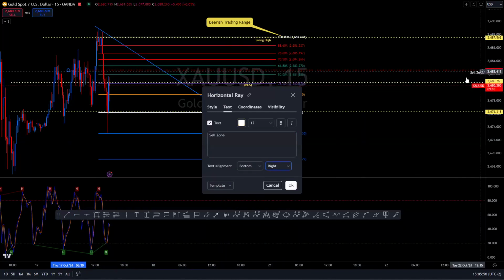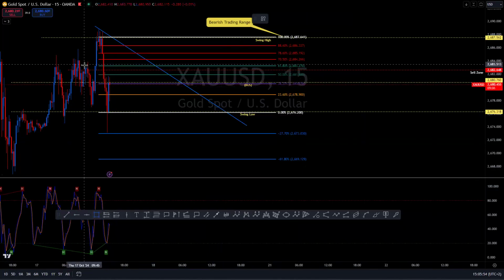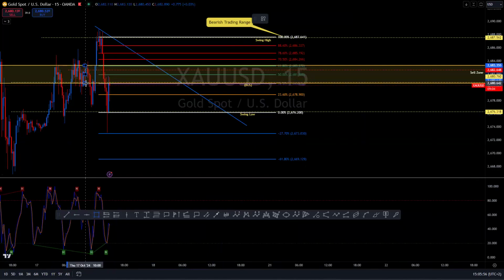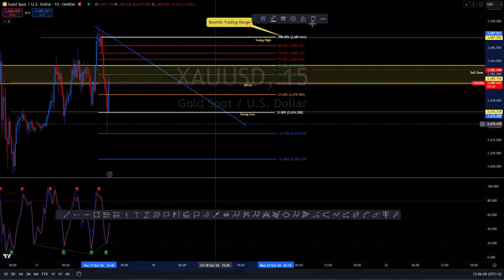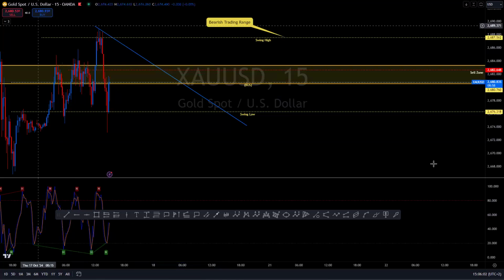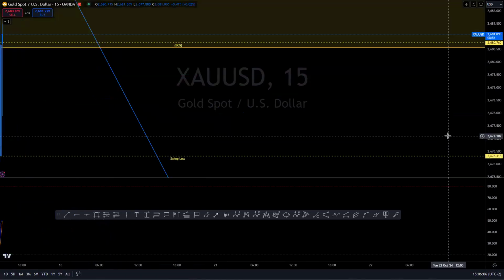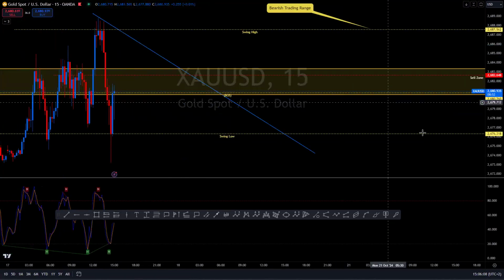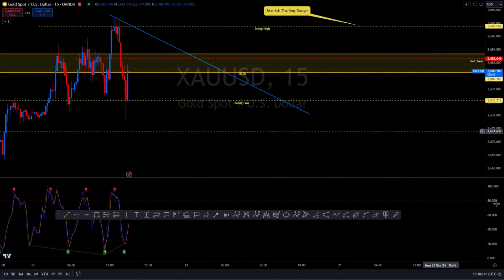Move it all the way to the left here so you can see it. And then I'm going to mark in this area down to this area. Okay. Now the very next thing I'm going to do is zoom in on price so we can see it a little bit clearer. I think this is here. Here.